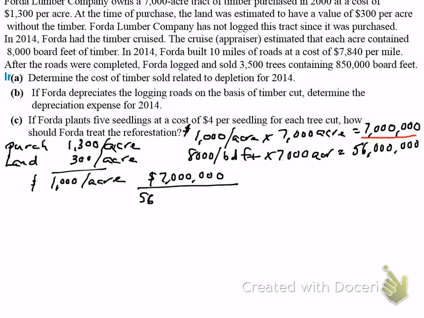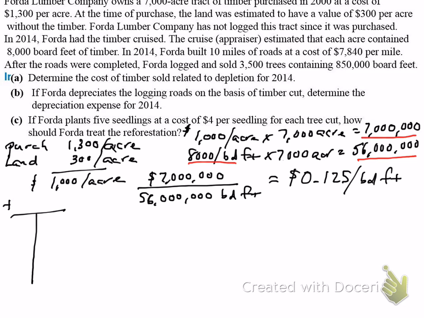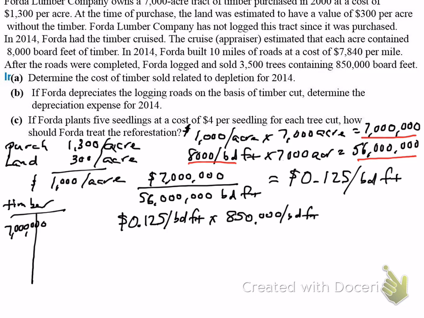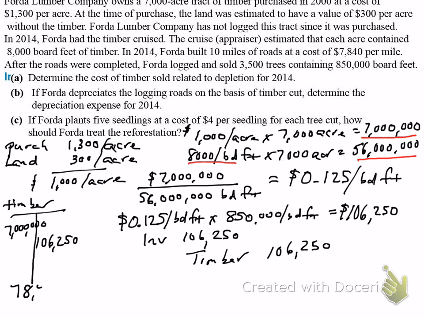Then they say that they expect to recover 8,000 board feet per acre. So 8,000 board feet times 7,000 acres gives us 56 million board feet. So at this point we can figure out the price per board foot. So we're taking the $7 million cost dividing by the 56 million board feet gives us 12.5 cents per board foot.